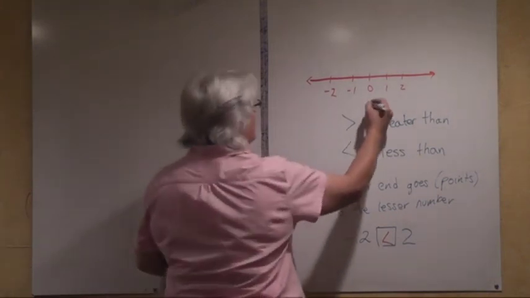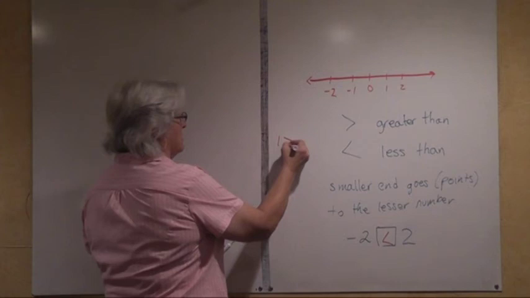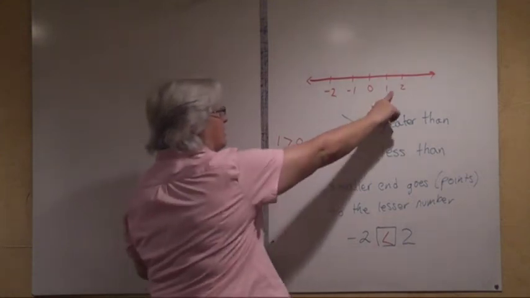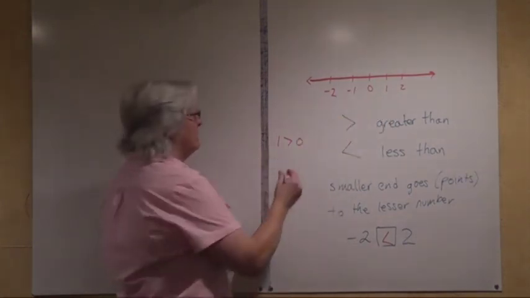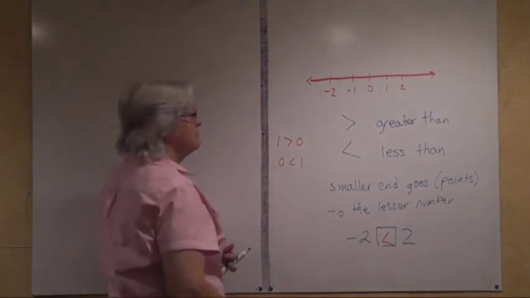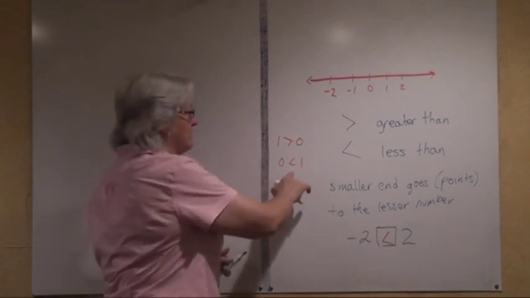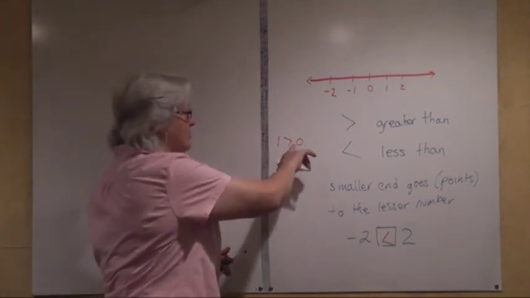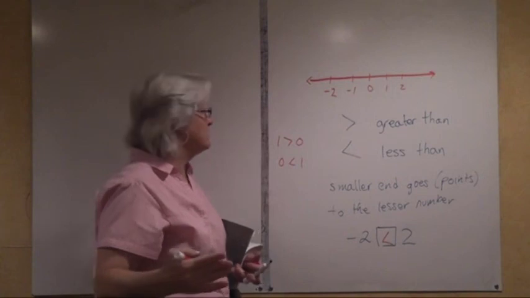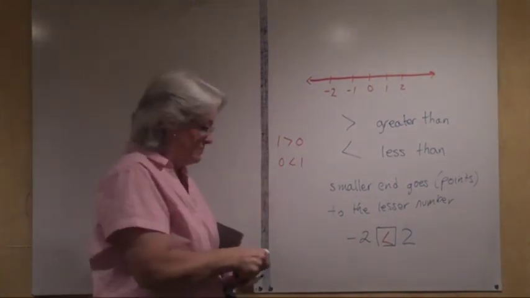You would have that 1 is greater than 0. 1 is to the right of 0 on the number line. 0 is less than 1. Two different ways of saying the same thing. We use different inequality symbols, but the smaller end of the inequality symbol is pointed to the smaller number both times.